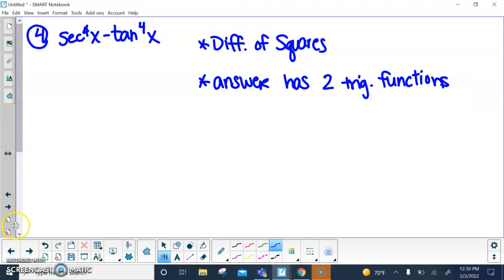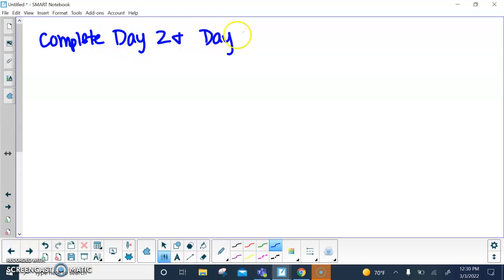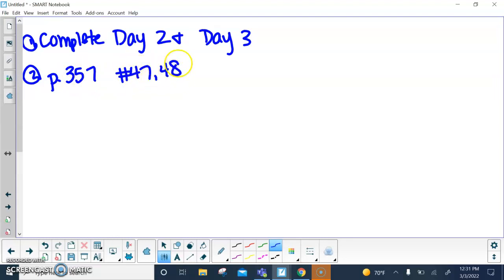So your practice work for the rest of the class period is I want you to make sure that you complete the front side. So complete the day 2 practice and the day 3 practice. And then the second thing, your homework for today is on page 357. The bottom of day 3 tells you to do 59 and 60, but I do not want you to do 59 and 60. I just want you to do those 47, 48, 51, and 52.